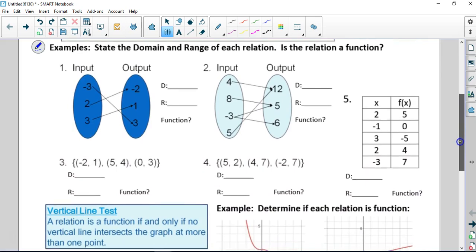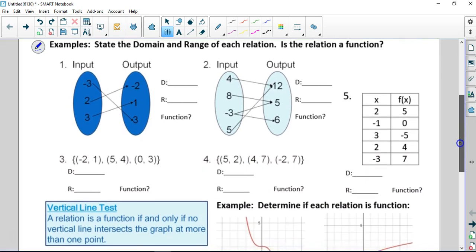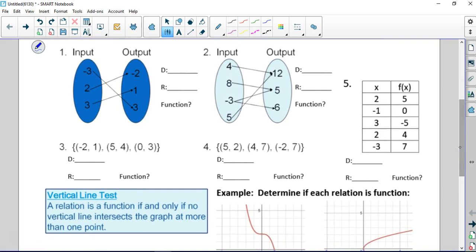Okay, state the domain and range of each relation. Is the relation a function? So what we're going to do is look at the input, or again, the x and the y, or the domain and the range. And we're going to list them here. So we're just going to put braces here, and we're going to list the domain, the x values: -3, 2, and 3. For the range, we're going to list the output, or the y values: -2, 1, and 3.